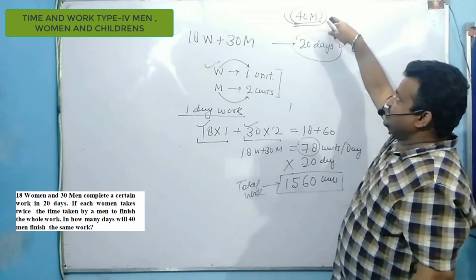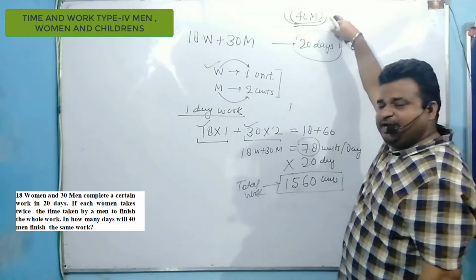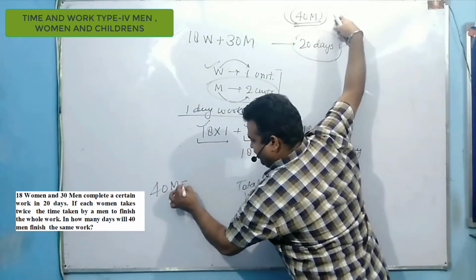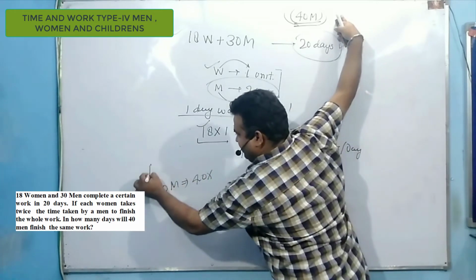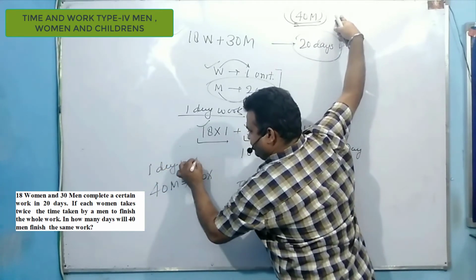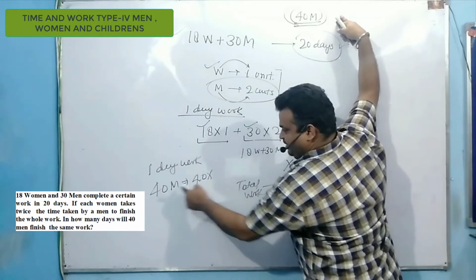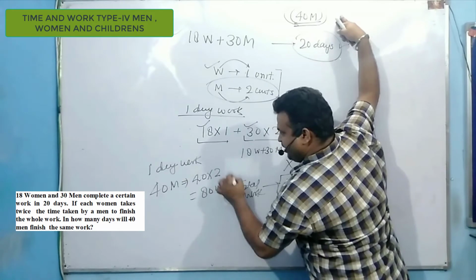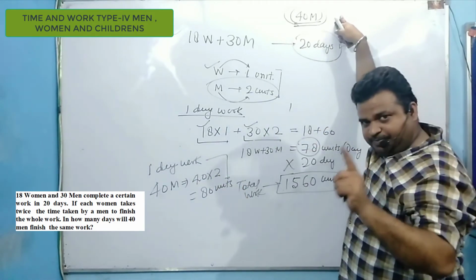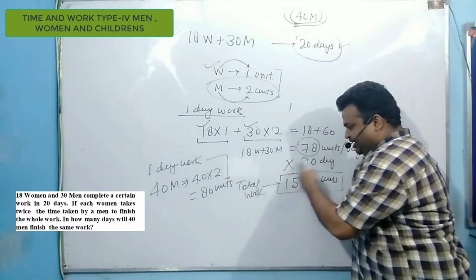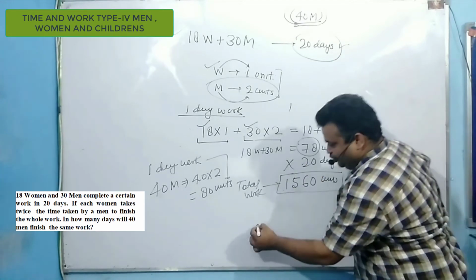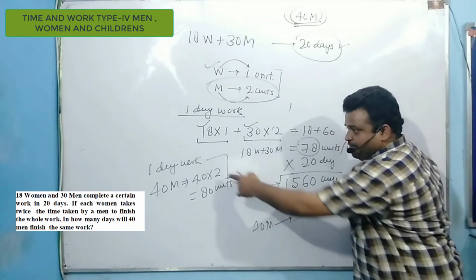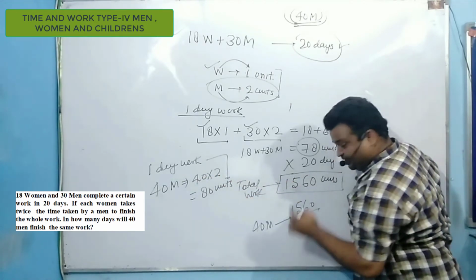Now, the question asks how much time 40 men take to complete the job, and each man produces 2 units. So how many units do 40 men produce per day? 1 day work. 40 men produce 2 units each, it means 80 units produced by men per day. Now how much time do these 40 men take to complete this entire work? This is the complete work, and 80 units are produced by 40 men in 1 day.